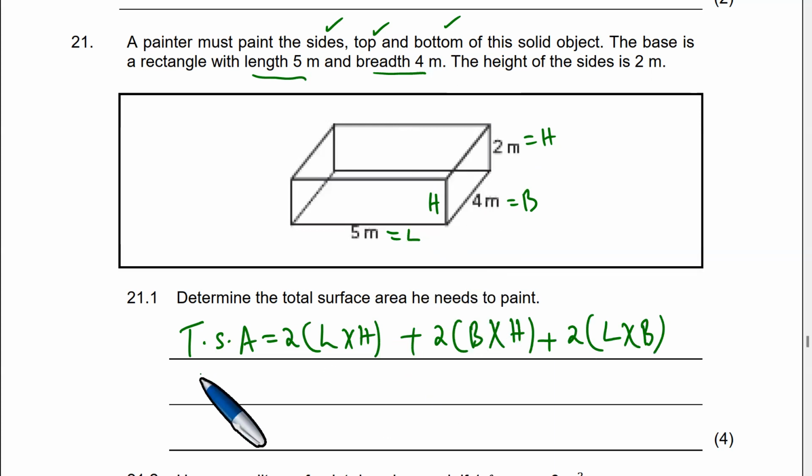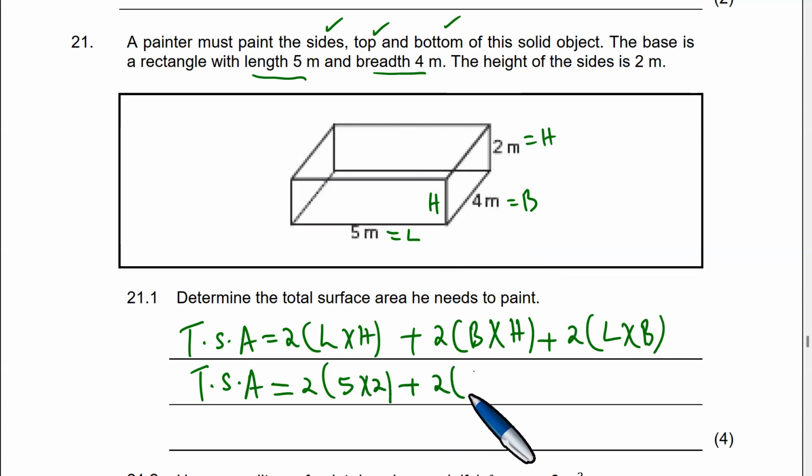And then what we obtain is the total surface area. The TSA equals twice the length, which is 5, multiplied by the height, which is 2 meters, plus twice the breadth, 4, times the height, plus twice the length, 5, times the breadth, 4, like so.